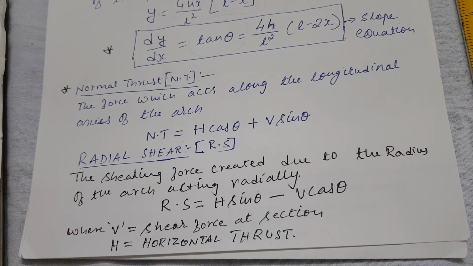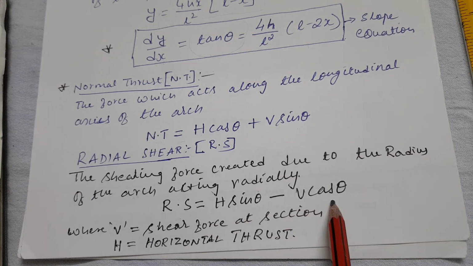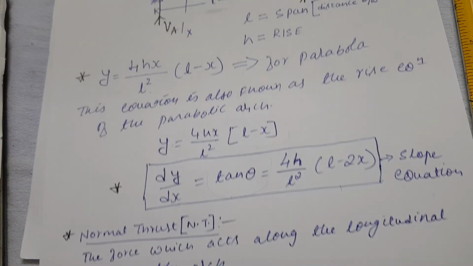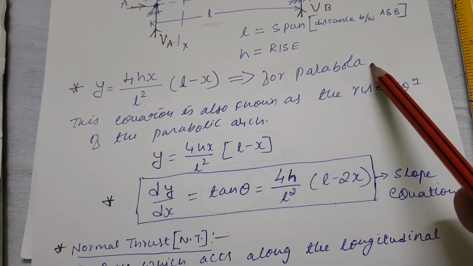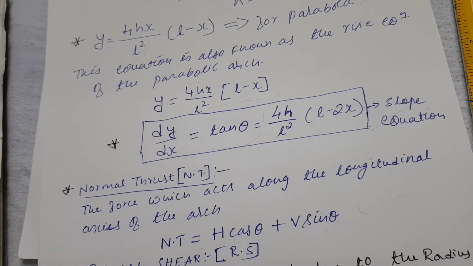Another one we have is the radial shear. It is once again the shear force created due to the radius of the arch, acting radially. We have an expression for that as well. It is indicated by R dot S, which is equal to H sin theta minus V cos theta. These are the four equations you have to remember in order to solve the problems: the rise equation, the slope equation, the normal thrust, and the radial shear.